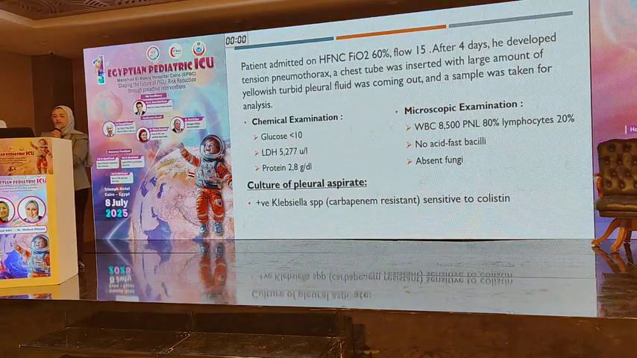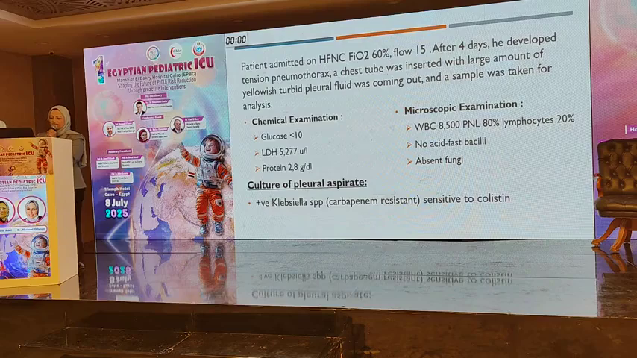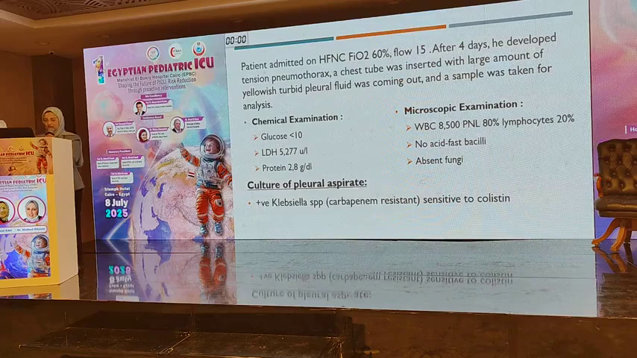The patient was admitted with severe pneumonia on oxygen 60%, flow 15. After 4 days, he developed tension pneumothorax and a chest tube was inserted, with a large amount of yellowish turbid pleural fluid coming out. A sample was taken for analysis.